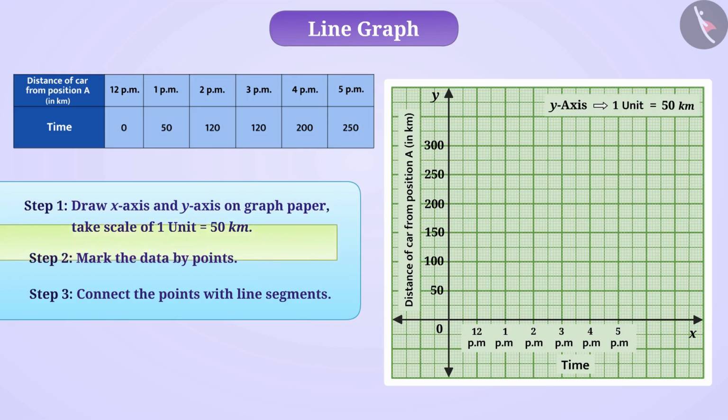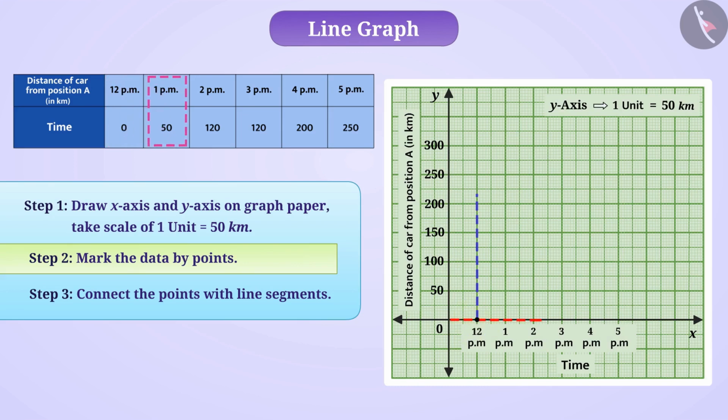Now, we will mark the data by points. At 12 o'clock, the distance of the car from position A is 0 km. So, we will mark the point at the intersection of the vertical line at 12 o'clock and the horizontal line representing 0 km.